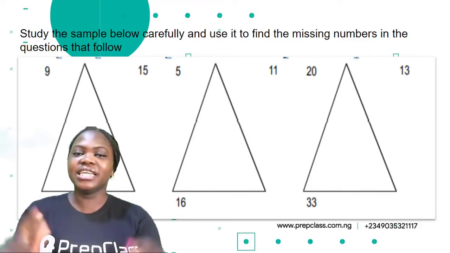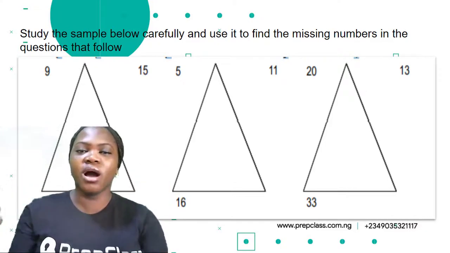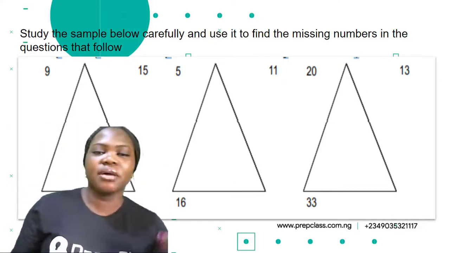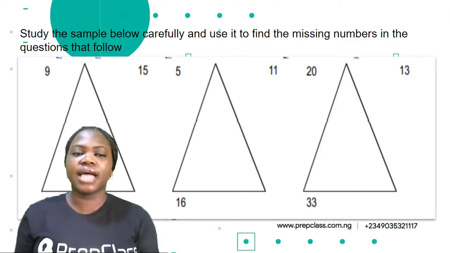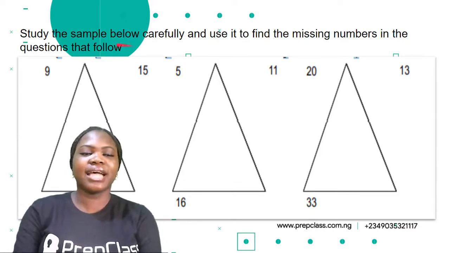But you need to think. You need to think very well. You have to add, subtract, multiply, or divide to see which one of them works for the sample. Okay, let's look at the sample together.